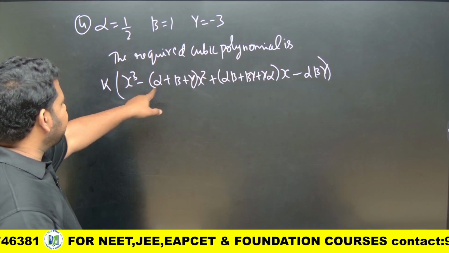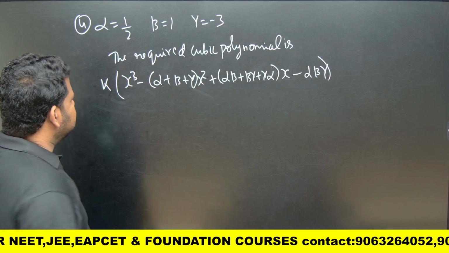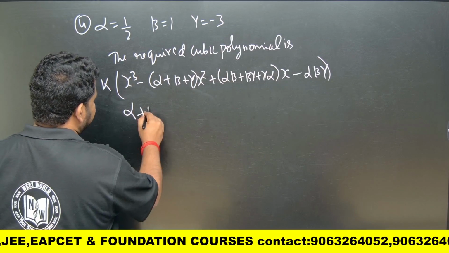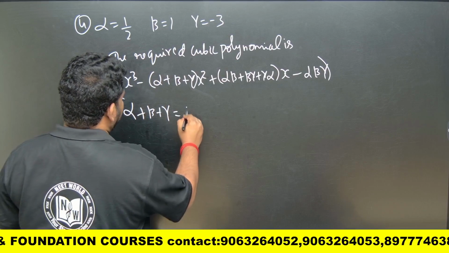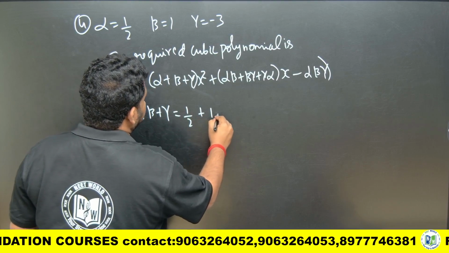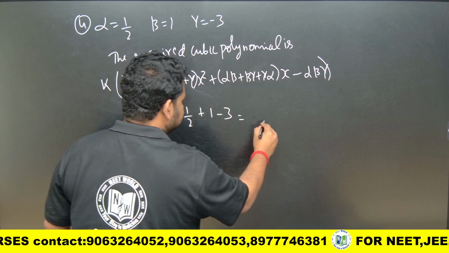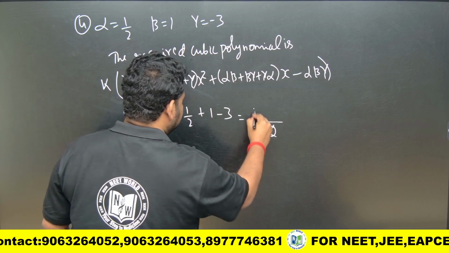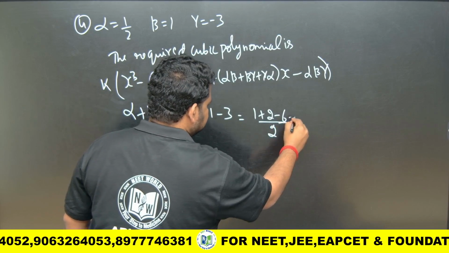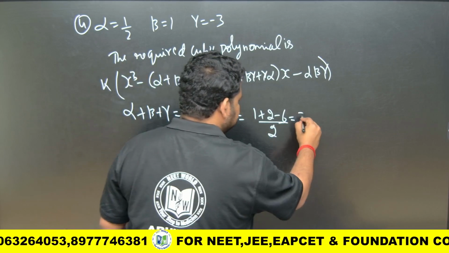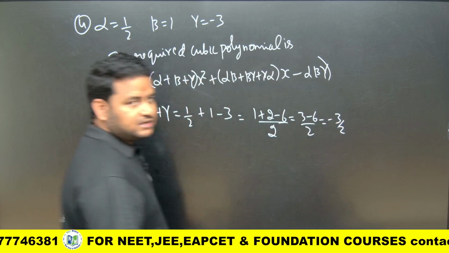Now, I have to find alpha plus beta plus gamma, alpha beta plus beta gamma plus gamma alpha, and alpha beta gamma. So, sum of the zeros is what? Sum of the zeros, alpha plus beta plus gamma, is nothing but equal to 1 by 2 plus 1 minus 3. The LCM is 2. So, this becomes 1 plus 2 minus 6 over 2, which will become minus 3 by 2.